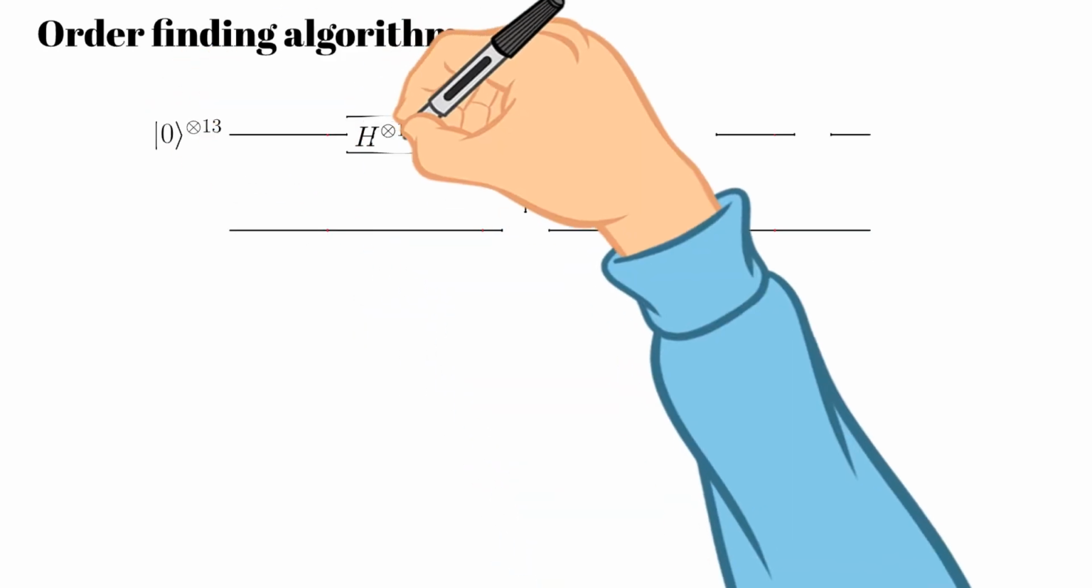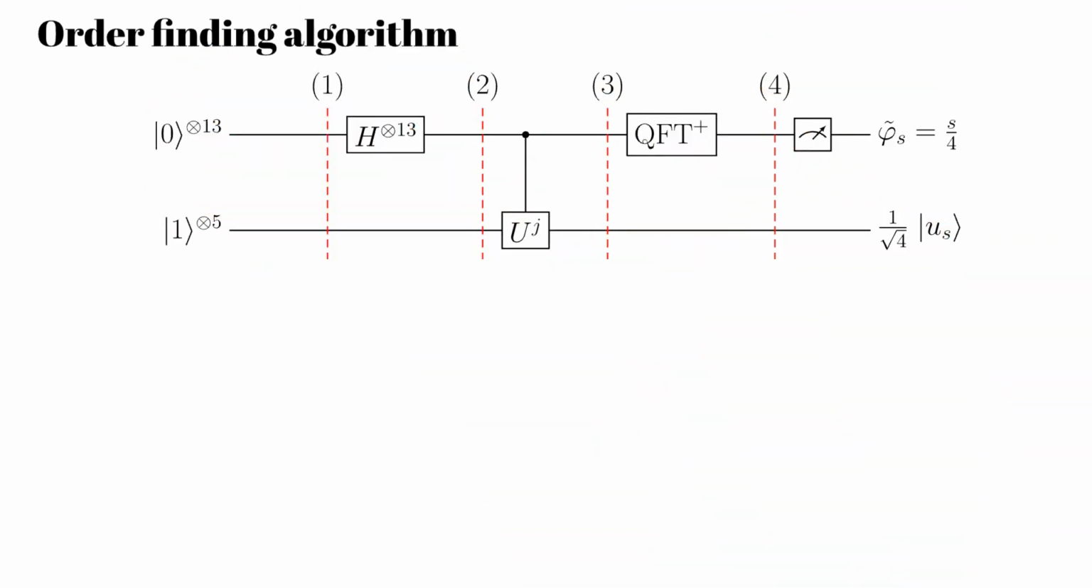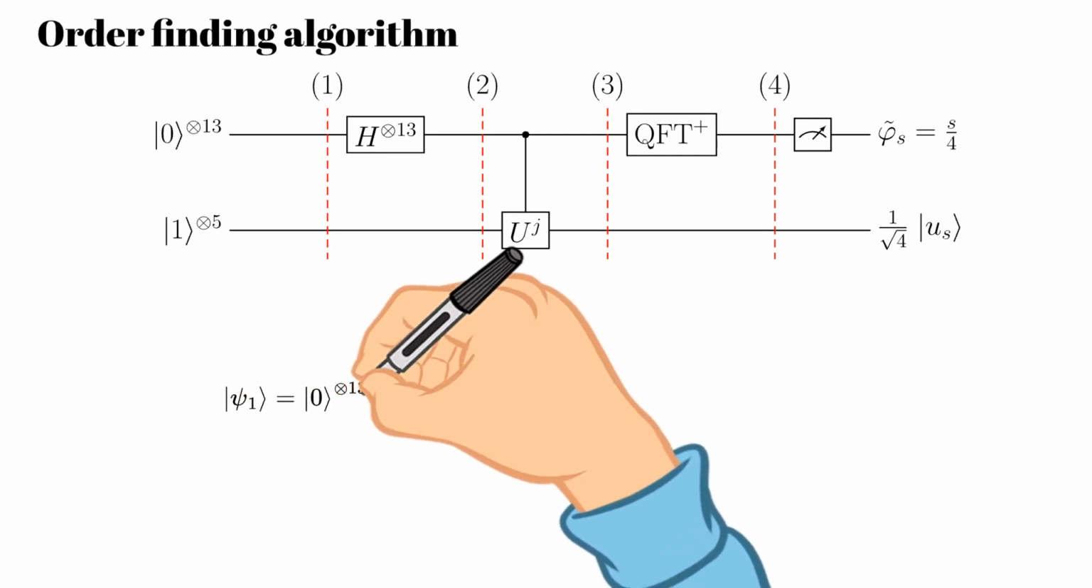We divide our quantum circuit into 4 intermediate stages, and we will show how the combined quantum state evolves at each stage. First, we initialize all the 13 qubits in the first register into state 0 and all the 5 qubits in the second register into state 1. This initial setup is our psi1 state.